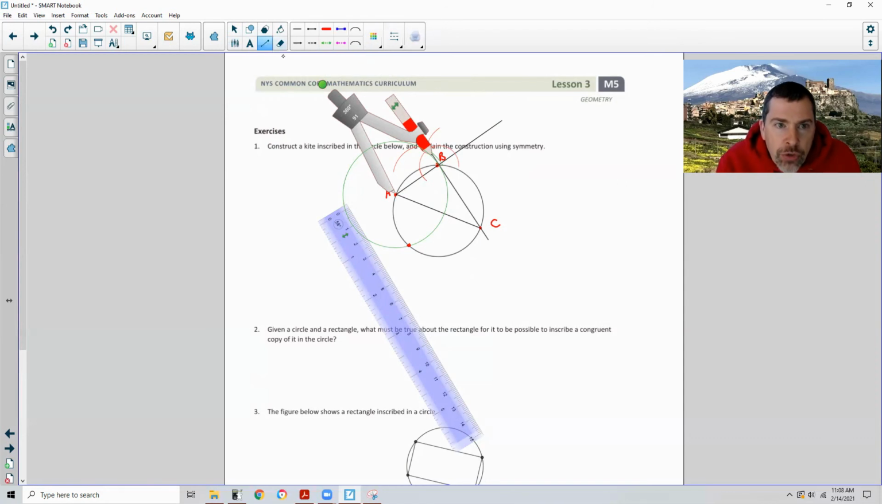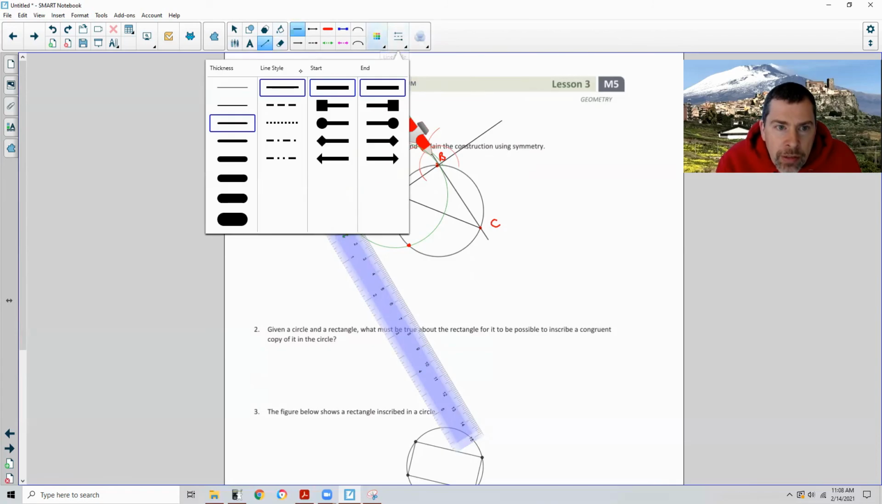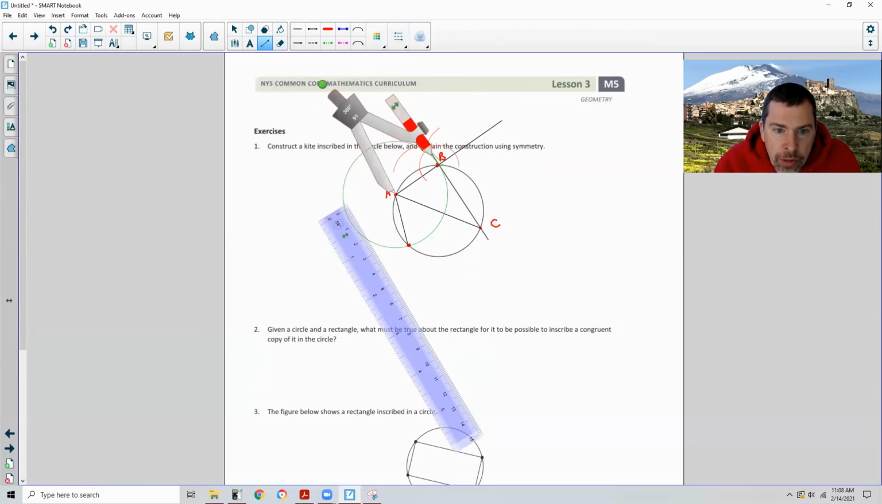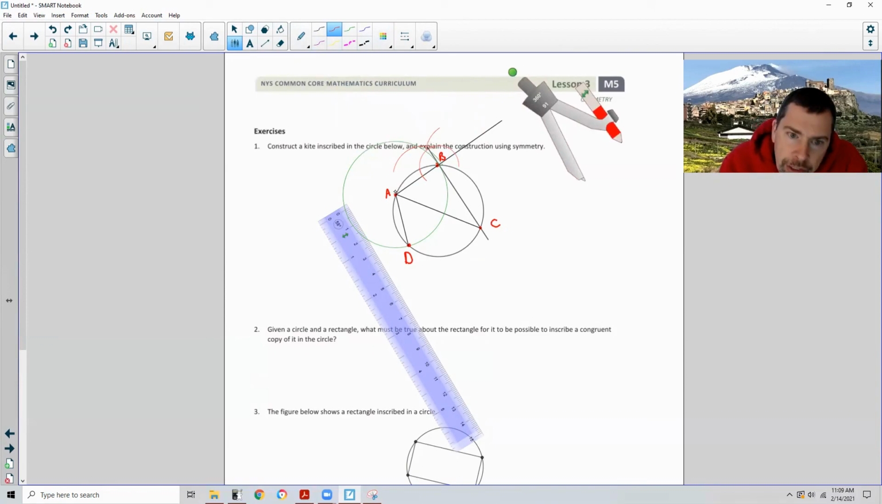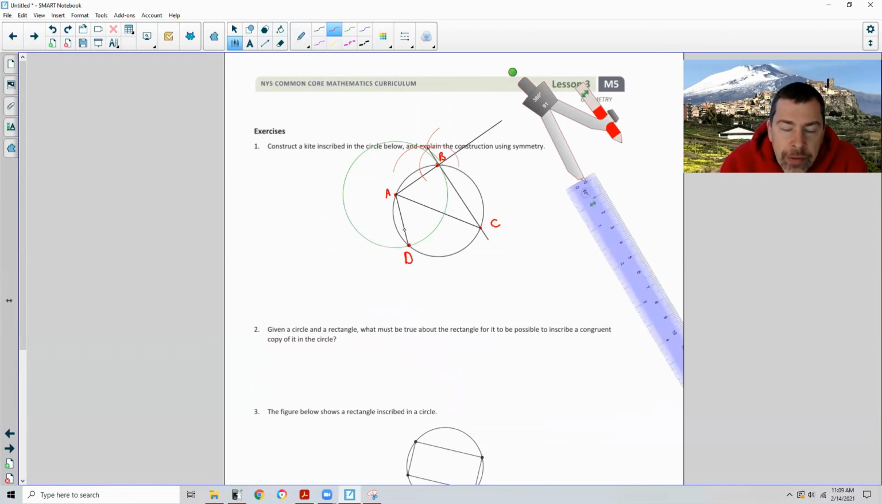So then I'm going to construct a line segment. Again, I'm going to use my program instead of the ruler. And there's my segment AD, if you will. So I'm going to name that D. Okay, move this out of the way. So now you can see that this side would be congruent to this side. And now I just need to connect C and D, and we have our kite.